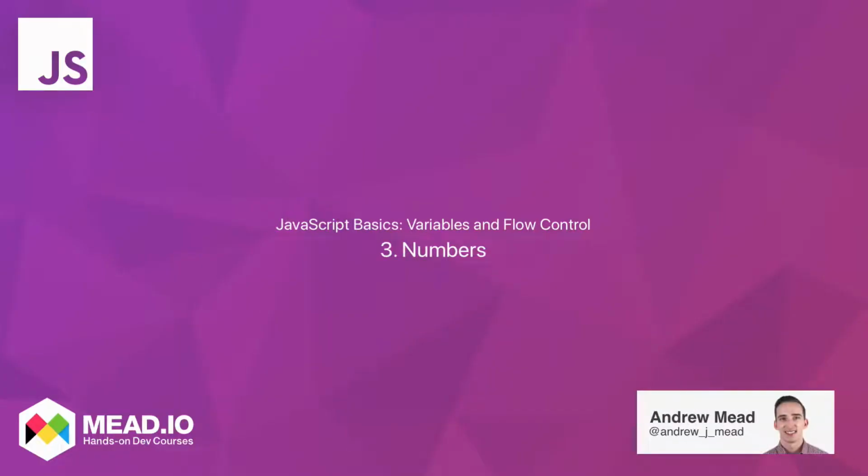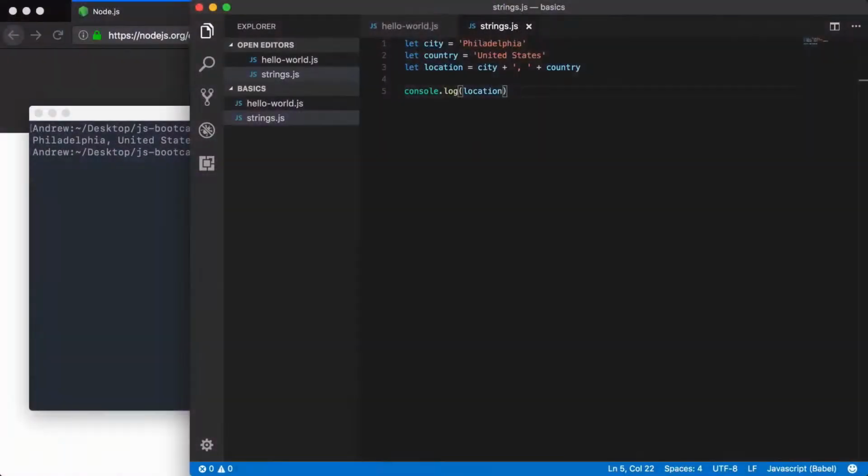In this video, you are going to learn about numbers in JavaScript, and this is going to be our second data type. A data type just refers to the different types of data you can work with in a given language. We already learned about the string type right here in strings.js. We're now about to learn about our second type, which is the number type. And that's going to allow us to integrate numeric operations into our program.